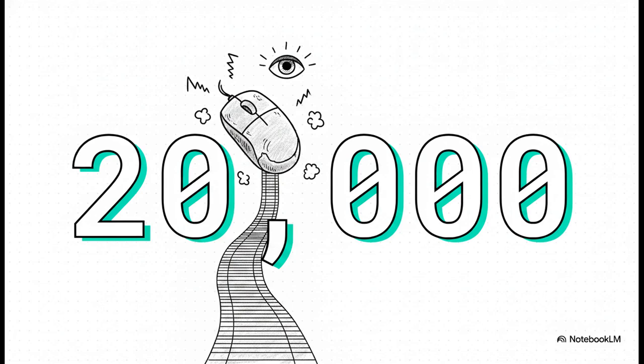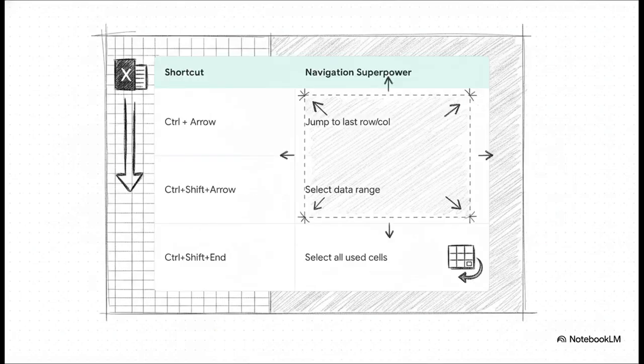Because let's be honest, when you're dealing with reports that balloon to 20,000 rows, your scroll wheel officially becomes your worst enemy. It's slow, it's frustrating, and it practically guarantees eye strain. So here is how we ditch the scroll wheel forever. By holding Control and tapping your down arrow, you warp straight to the last row of data. Want to highlight all of it?